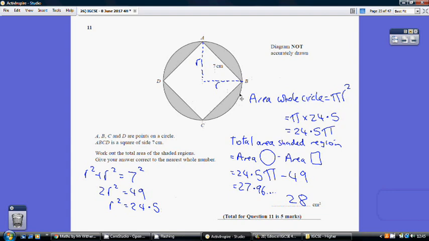Now I've been asked to work out the area of the total shaded region, so that's the circle take away the square. So that's 24.5 pi being the area of the whole circle, take away the area of the square, which is 7 7s are 49. That gives me 27.96 dot dot dot. So to the nearest whole number, that would be 28.